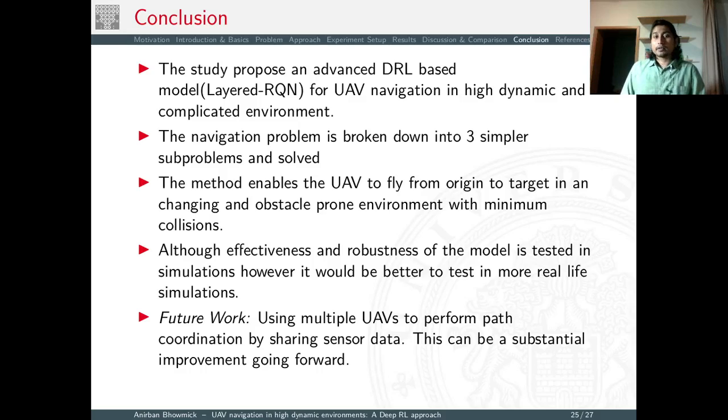But it would be better if we, as I said before, test it in simulations which are much more related to real-life scenarios. So one future work can be testing it in real-world scenarios, and another important future work, which I believe, is to test with multiple UAVs. All of them will coordinate together to share their sensory data and then find the path. So this can be a substantial improvement on this method going forward.